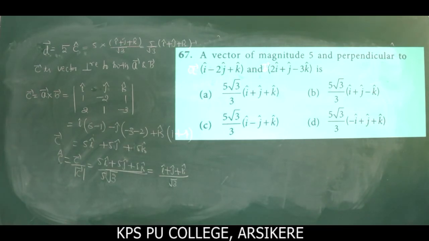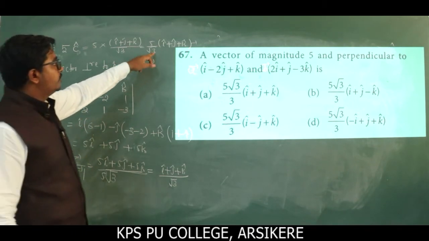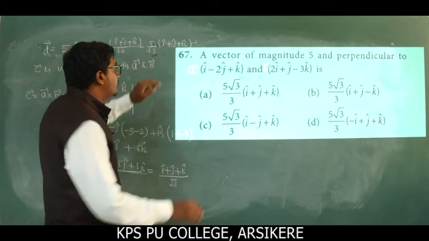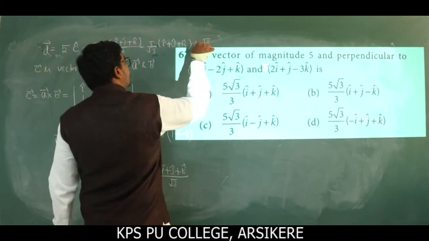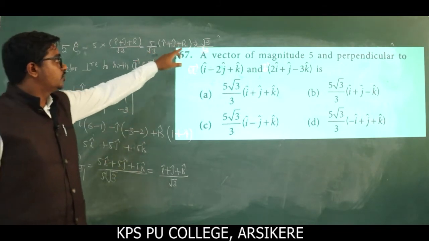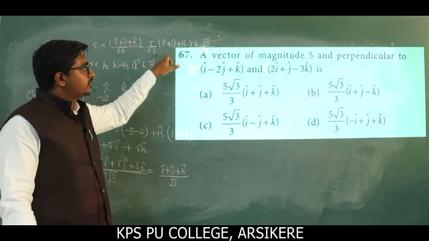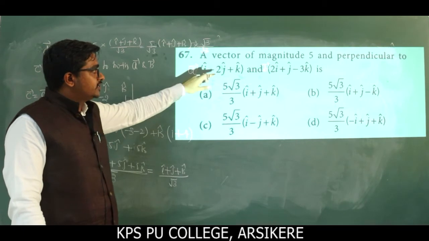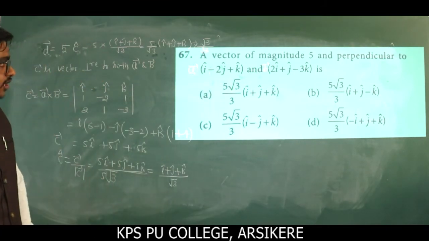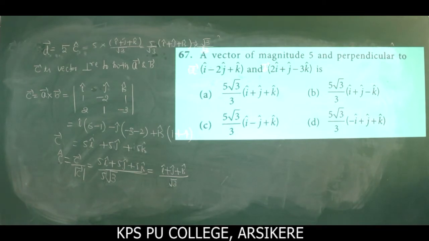5 divided by root 3 into i cap plus j cap plus k cap. But that is not our final answer. For this one, multiply and divide by root 3. We are left with 5 root 3 divided by root 3 into root 3. Root 3 into root 3 is 3. So 5 root 3 divided by 3 into i cap plus j cap plus k cap. Option A is the right answer. Take a pause and note down all the things I have written here.